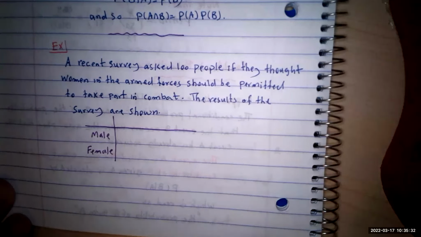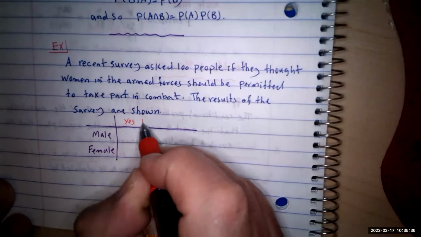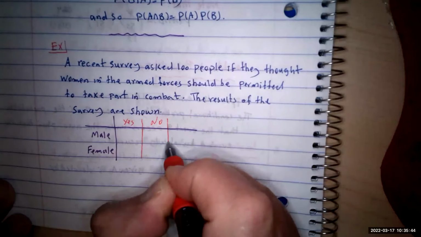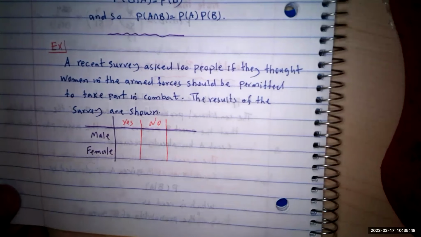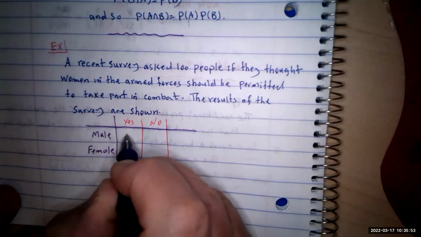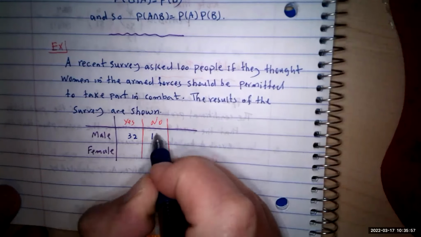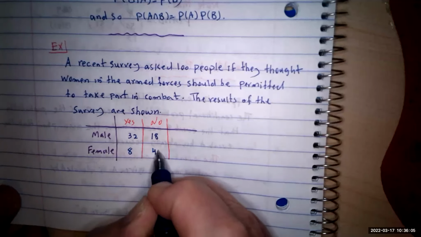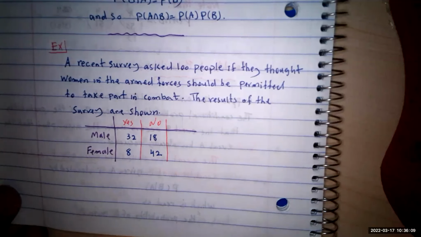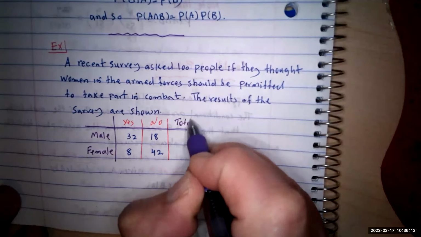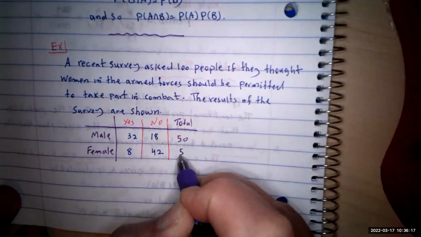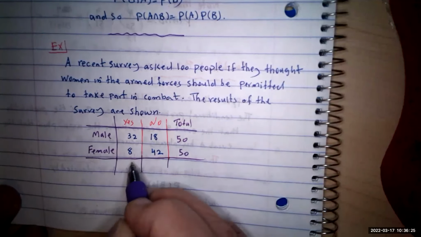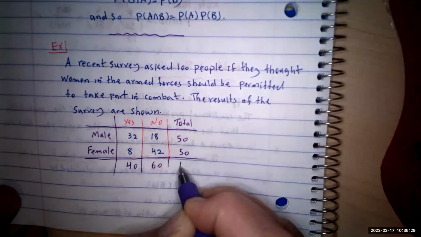Okay, some of them said yes, and some told us no. For the male, the answer was 32 said yes and 18 said no. For the female, 8 said yes and 42 said no. You can extend the table in case you need it. So we get a total. Over here you get 50 and 50, and if you want to extend it here too, these totals are 40, 60, and 100 in case you want to use them.